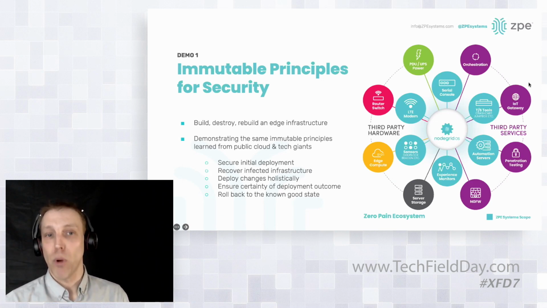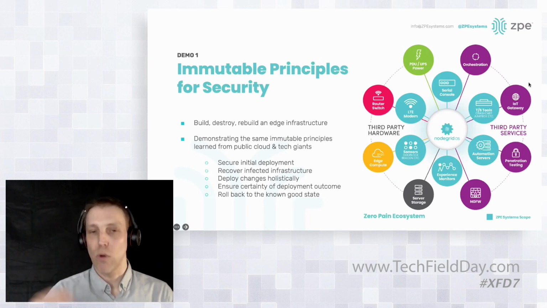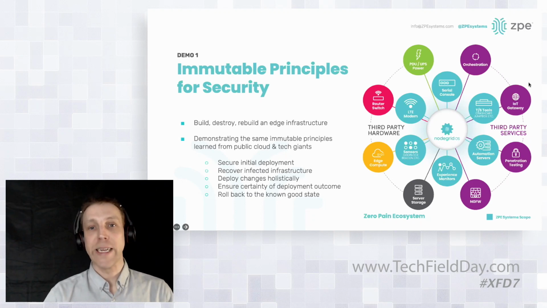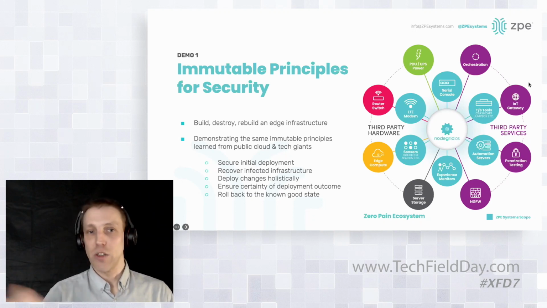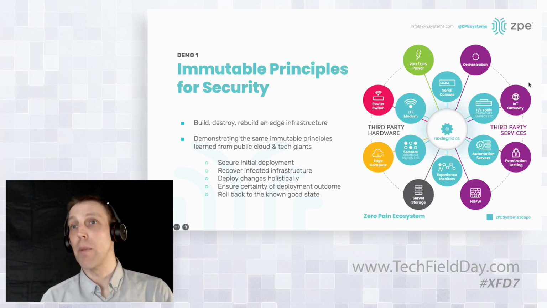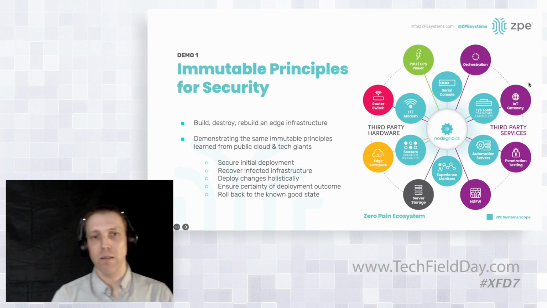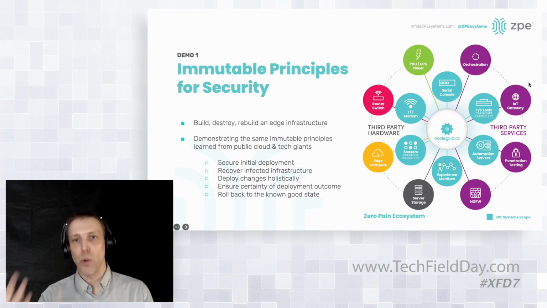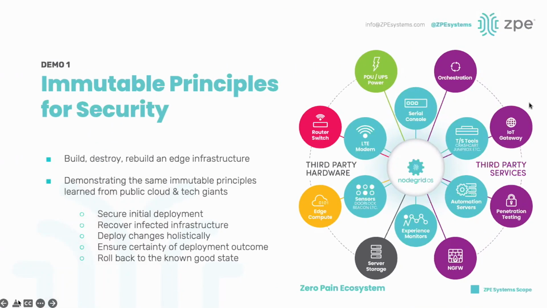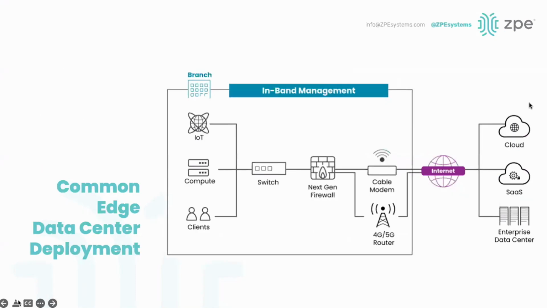Next one is, how do I deploy changes holistically? How do I manage that in the cloud environment? It depends on the application, but it's mostly done by actually destroying the server and spinning up a new server with a new set of instructions and settings. And we can do something similar there to physical appliances as well. So that is what I want to show you, and that is where we have the demo.